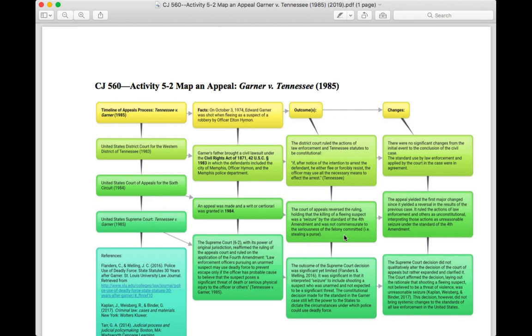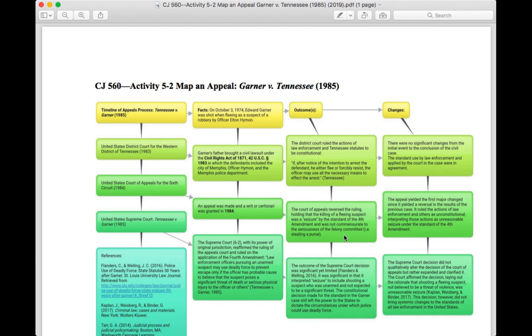The Court of Appeals reversed the ruling, holding that the killing of a fleeing suspect was a seizure by the standard of the Fourth Amendment and was not commensurate to the seriousness of the felony being committed, i.e., stealing a purse. So the decision that was made was that this was a seizure. Stopping or trying to prevent Garner's escape may have been reasonable, but it crossed the line into unreasonable seizure in the minds of the Court of Appeals because of the nature of the crime being committed and the force used to make the arrest.